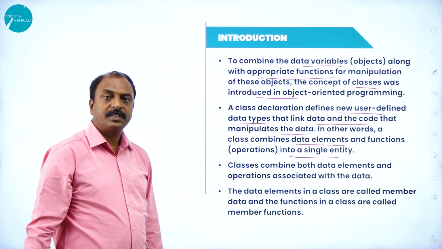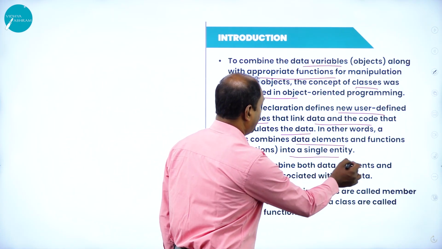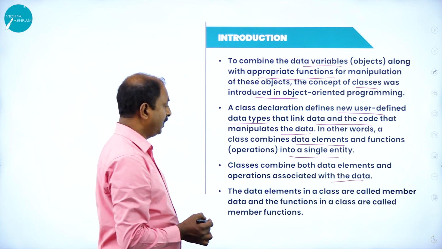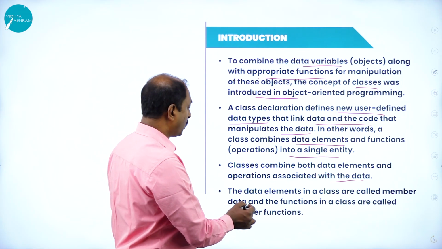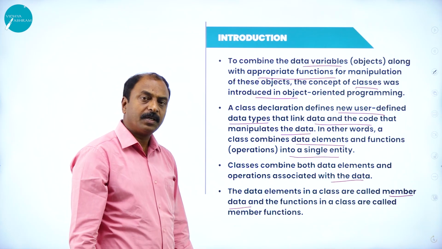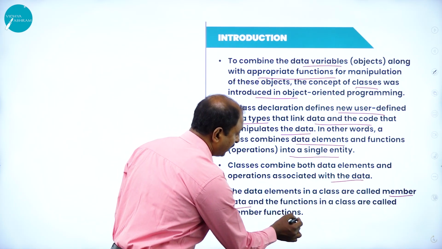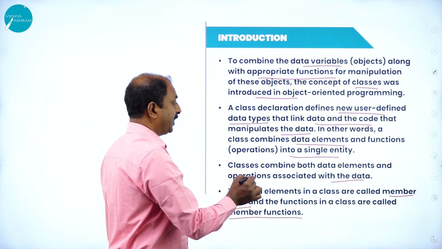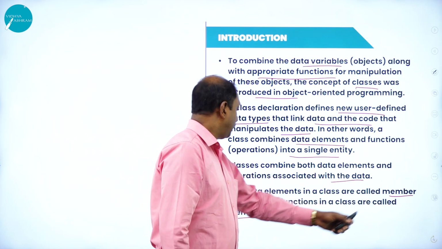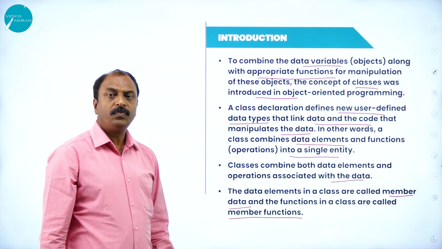So this is what we have discussed in our previous session. Classes combine both data elements and operations associated with the data. The data elements in a class are called member data. Member data is nothing but data variables, and the functions associated with the data members are called member functions. So a class contains member data as well as member functions. This is the definition of a class.